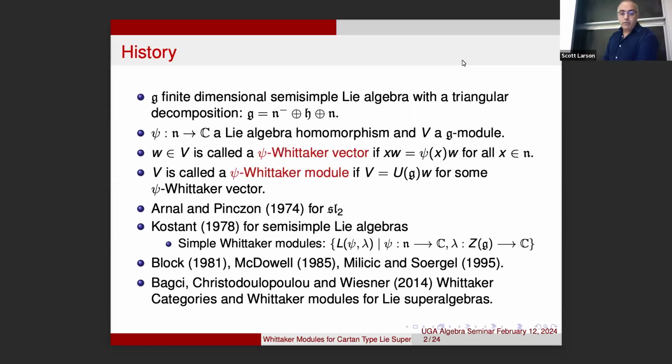We see Whittaker modules in the work of McDowell in 1985. He does some nice constructions of induced modules from Levi subalgebras, and they get some nice results. Then this work is generalized by Milicic and Soergel in 1995. I basically follow their work for the superalgebras, along with the work of Kostant and McDowell. Then with Emily and Konstantina, we looked at Whittaker modules for these superalgebras. I was working on these superalgebras, so we decided to look at Whittaker categories and Whittaker modules for them. We have a paper on this.